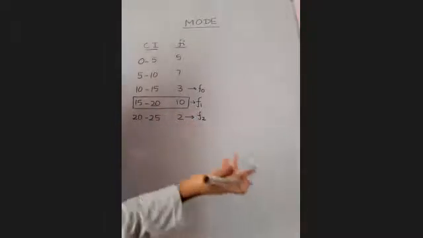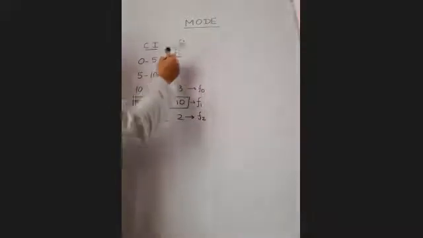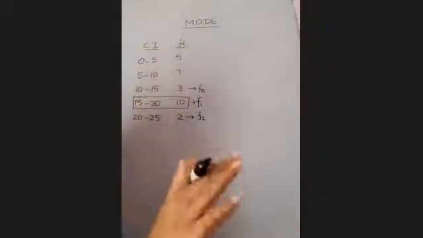Now, children, suppose this was 22, then your modal class would have been the last one. If your modal class is the last one, what will be your F2 in that case? 0. So you don't have to worry what next. If there is no class after that, that means 0. Or suppose this was 15, then your modal class would have been the first one. What would be F0 in that case? 0. So really do not have to worry.